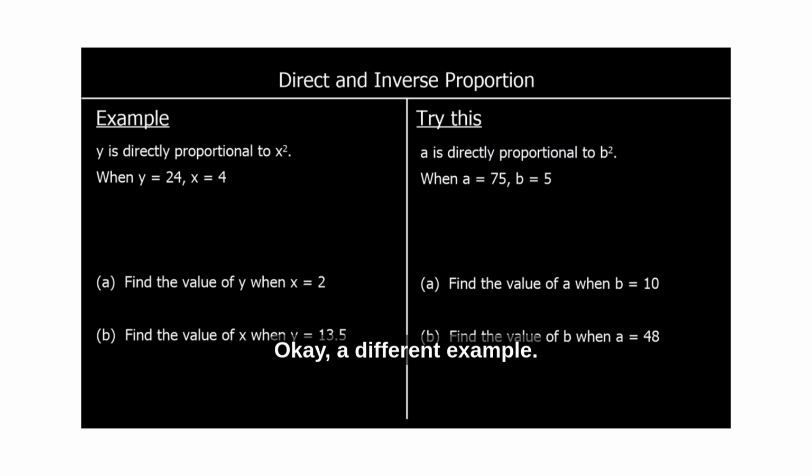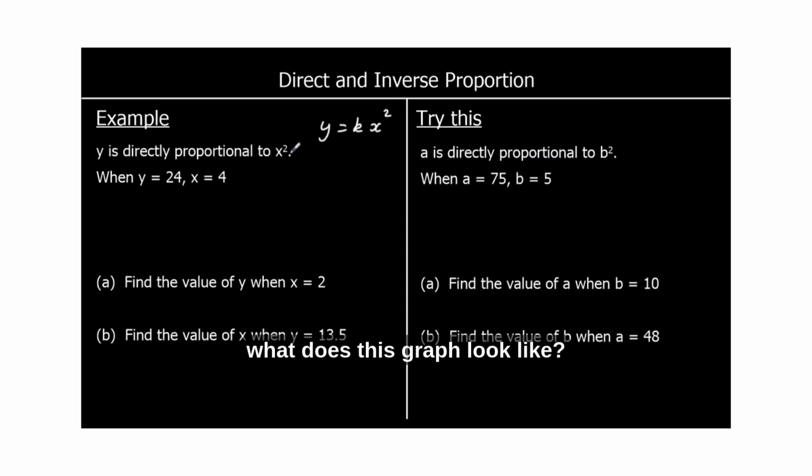Okay, a different example. This time y is directly proportional to x squared. And just as before, a directly proportional relationship will mean if y is directly proportional to x squared, y is something times x squared. So y equals k times x squared.